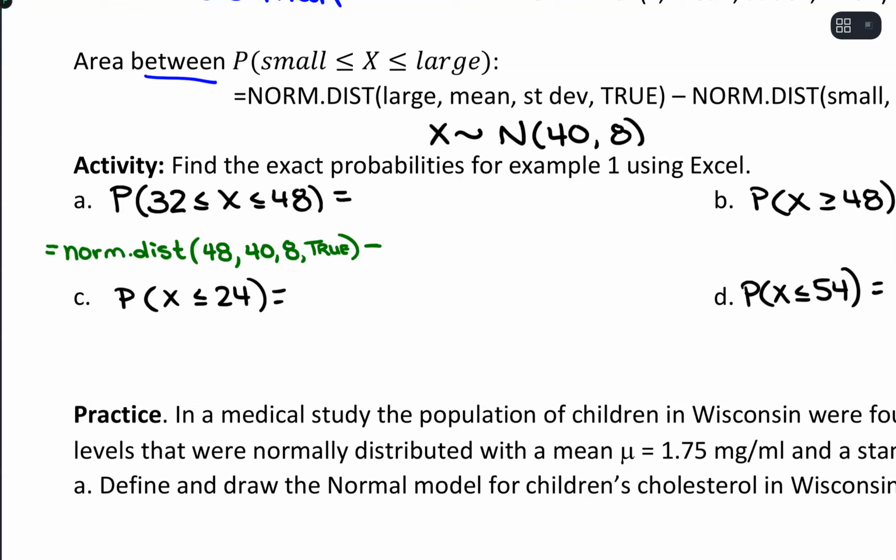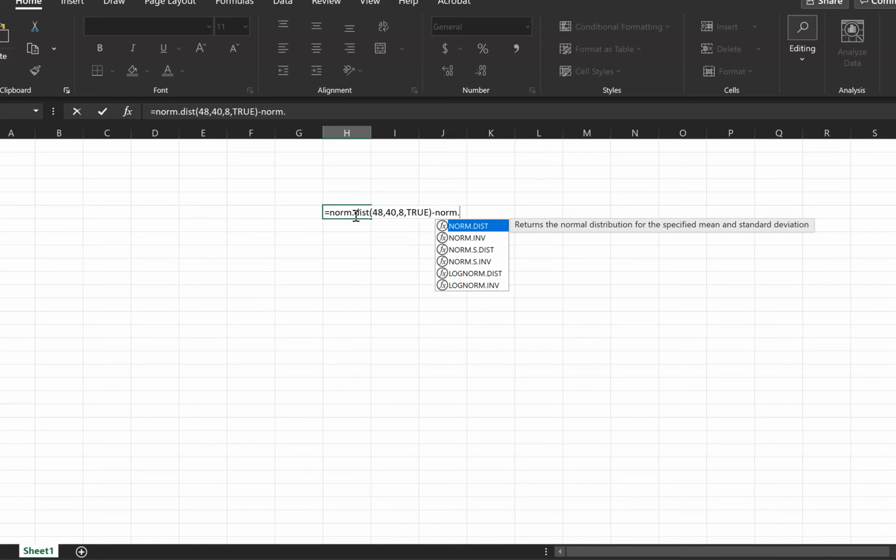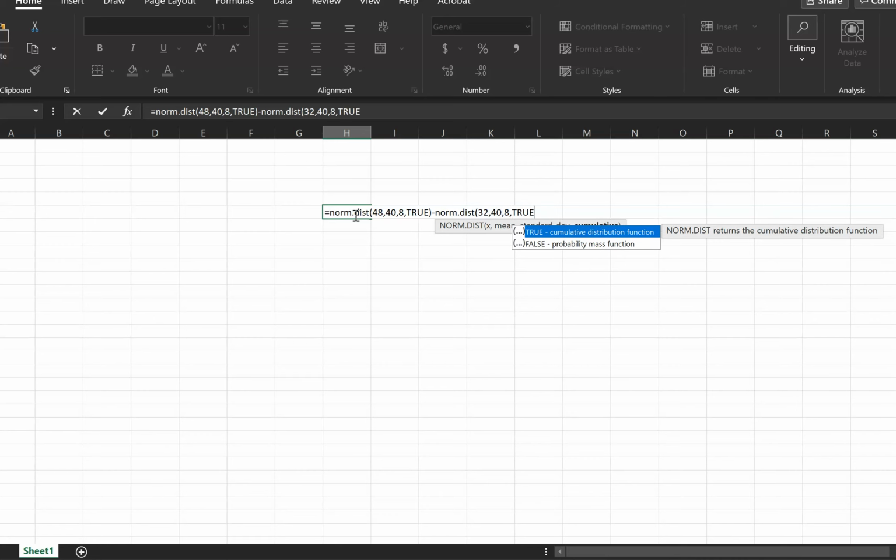And then I'm going to subtract the same notation, but with a smaller value. So norm.dist with the 32 as the x value, but mean of 40, standard deviation 8, true. That should all work out. Okay, let's go to Excel and see how this works out. So equals norm.dist 48, comma 40, comma 8, comma true. And then minus norm.dist, normal distribution. It's kind of weird to say that out loud. So 32, comma 40, comma 8, comma true.